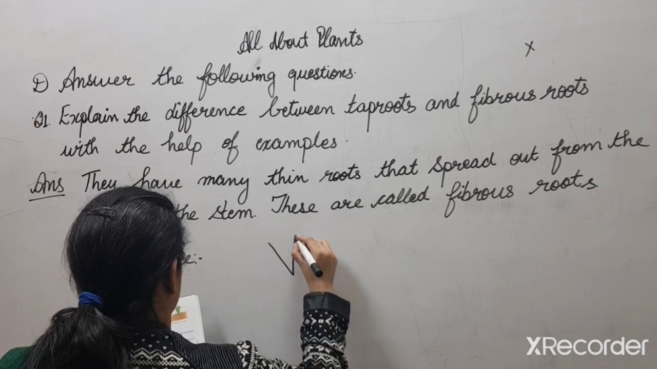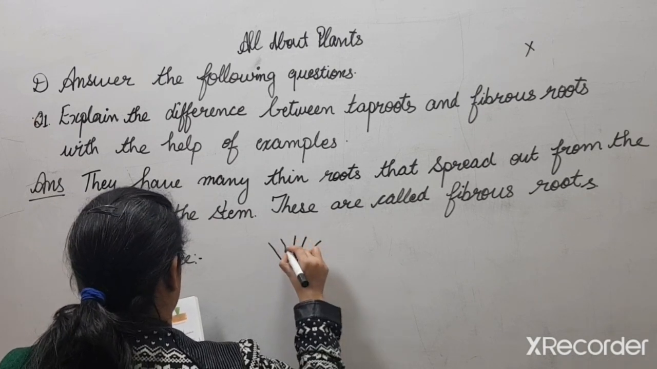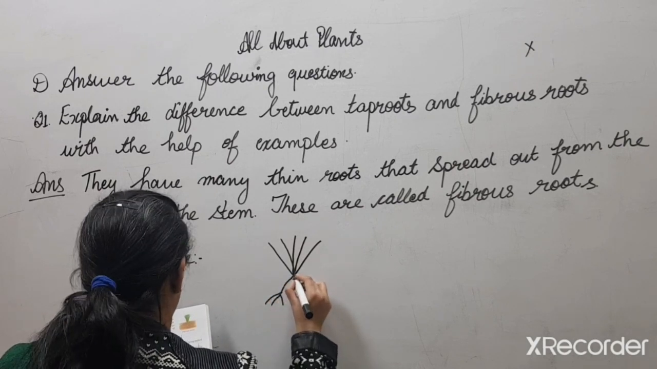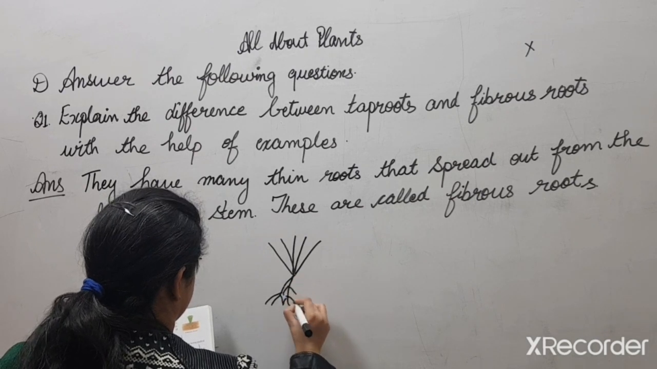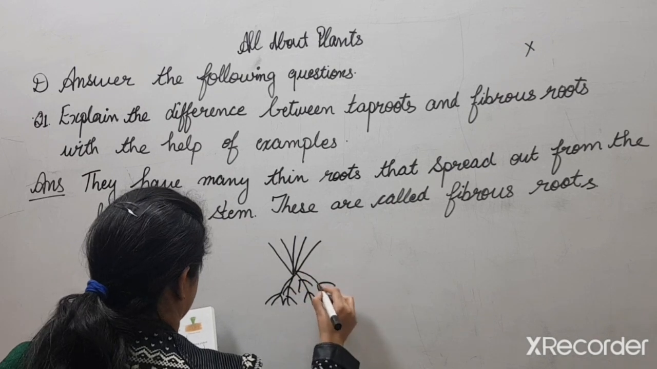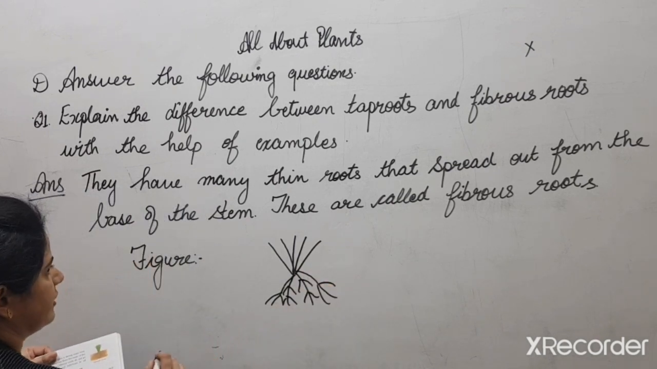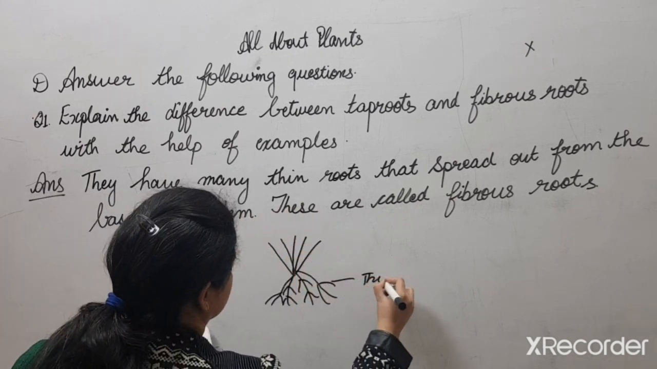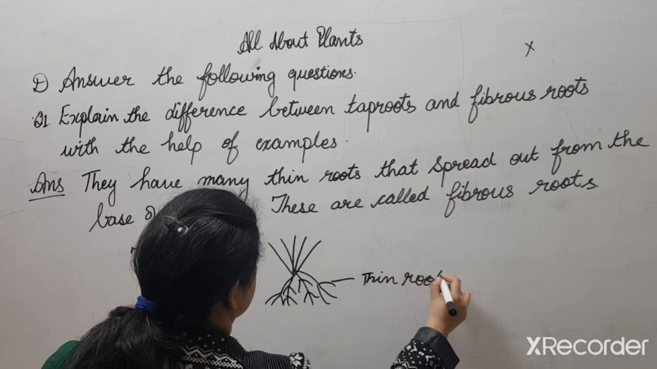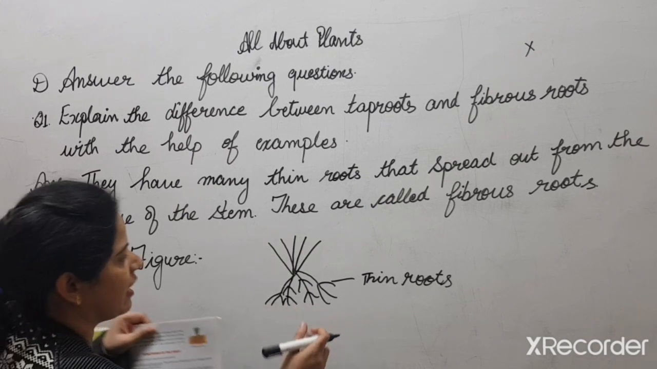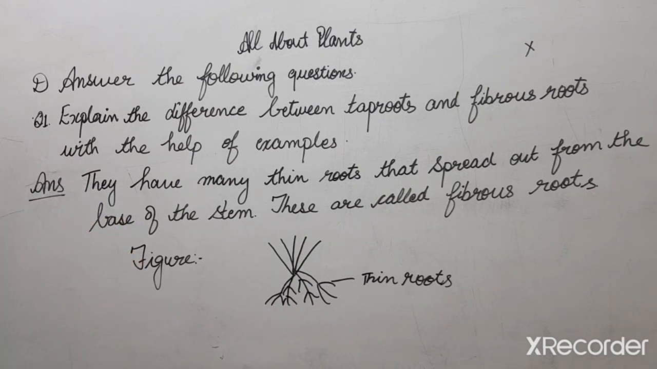So these are thin roots. So these are your fibrous root. They have many thin roots. These are your thin roots spread out from the base of the stem. These are your fibrous root. So your first answer is complete.